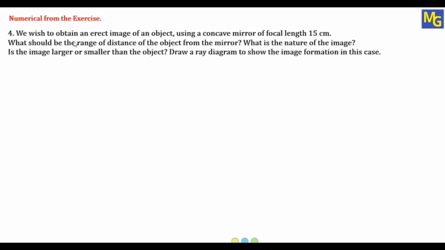So hello students, now we are going to start with our fourth numerical, and this numerical is from the exercise part of this light reflection and refraction chapter. So start with the numerical.